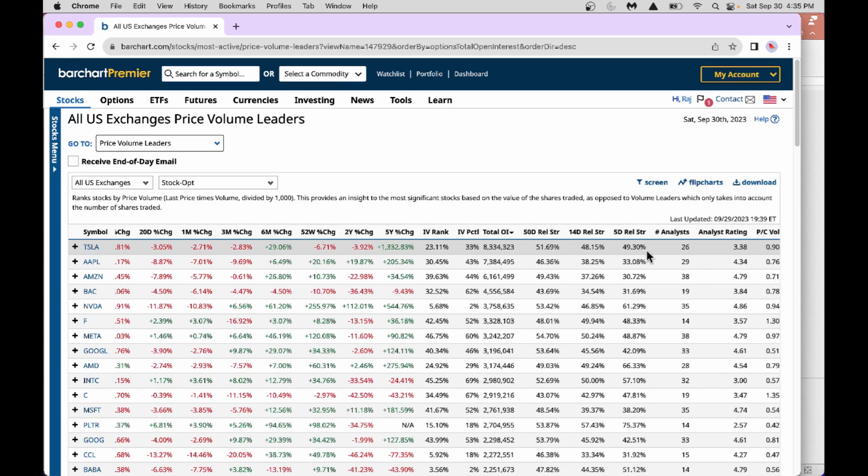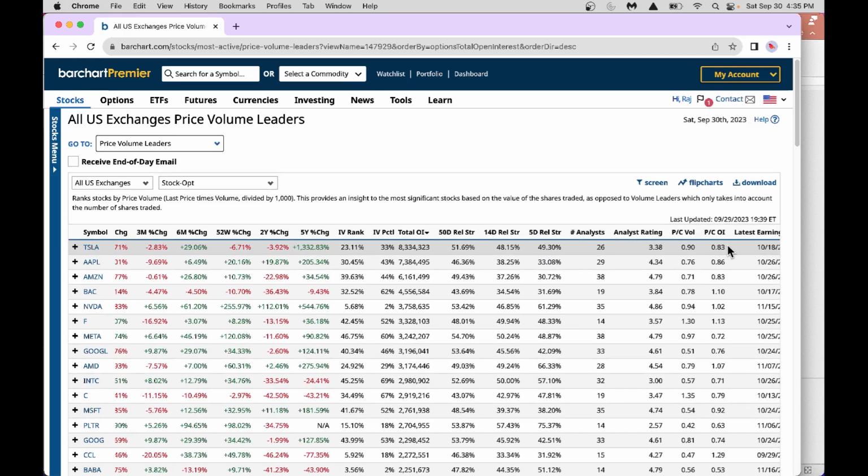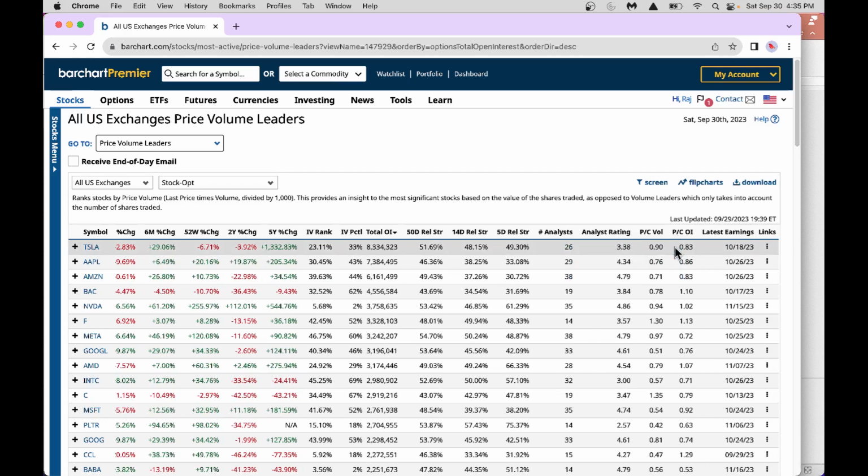And look, we got number of analysts here. 26 analysts are covering Tesla, and the rating is 3.38. That's typically a hold rating right now, which is pretty okay here. And look, from a put call volume perspective, we got more call options being traded, and from a put call open interest perspective, folks are hanging on to their contracts here. We have more open positions for call options than put options, which is also slightly bullish.